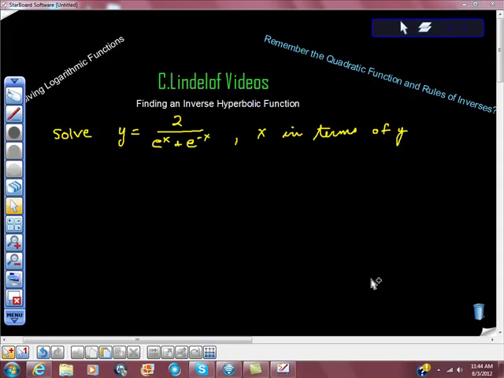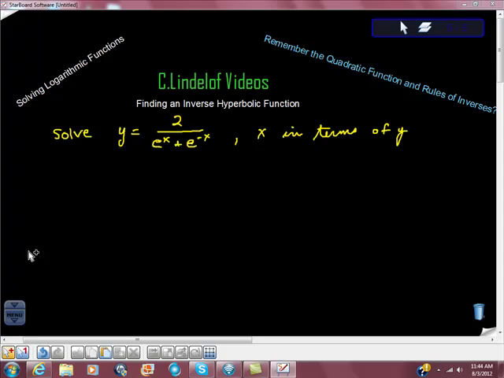Last one in the series, solving logarithmic functions. I'd like to take some time to find an inverse hyperbolic function. So what I'm going to do here is start with this function right here, and first solve for x in terms of y. So I'm going to try to get x by itself, and that's a mess, I think. I mean, it is to me.